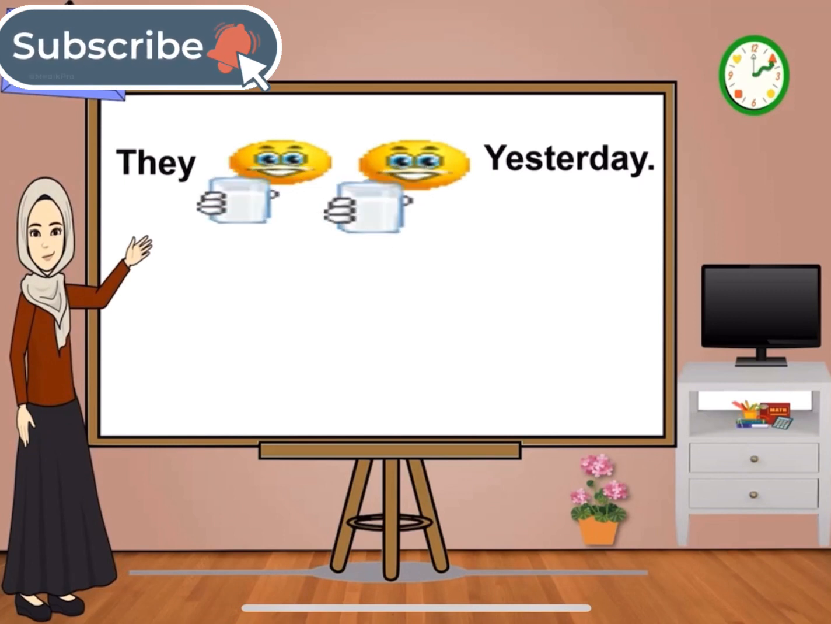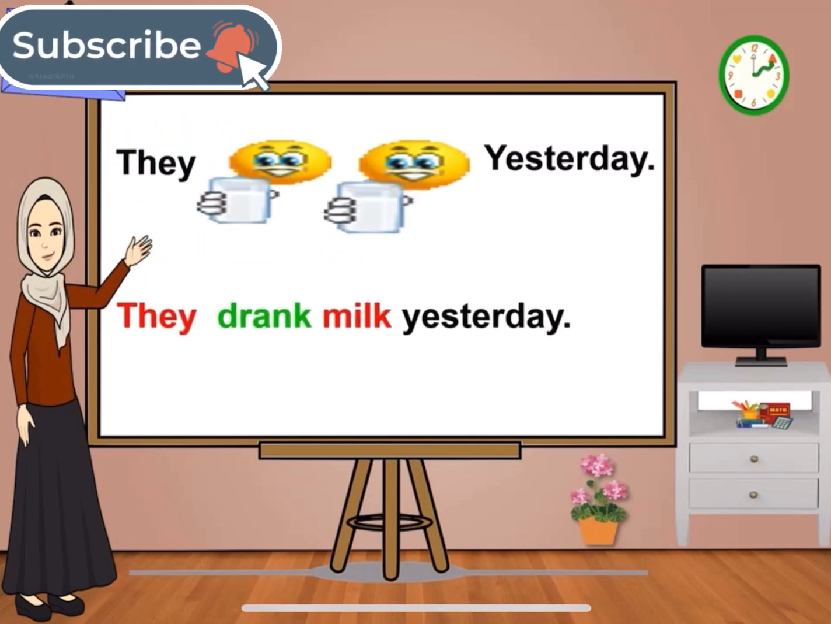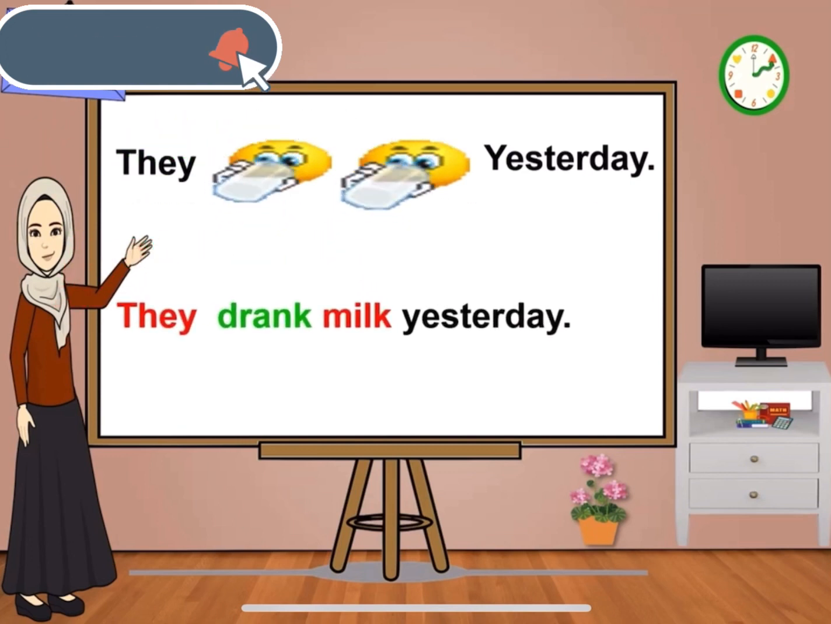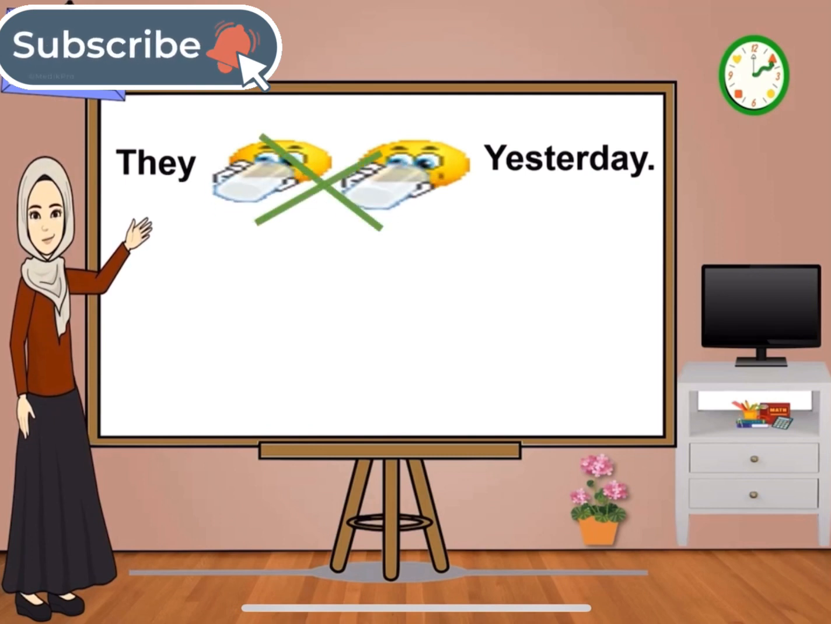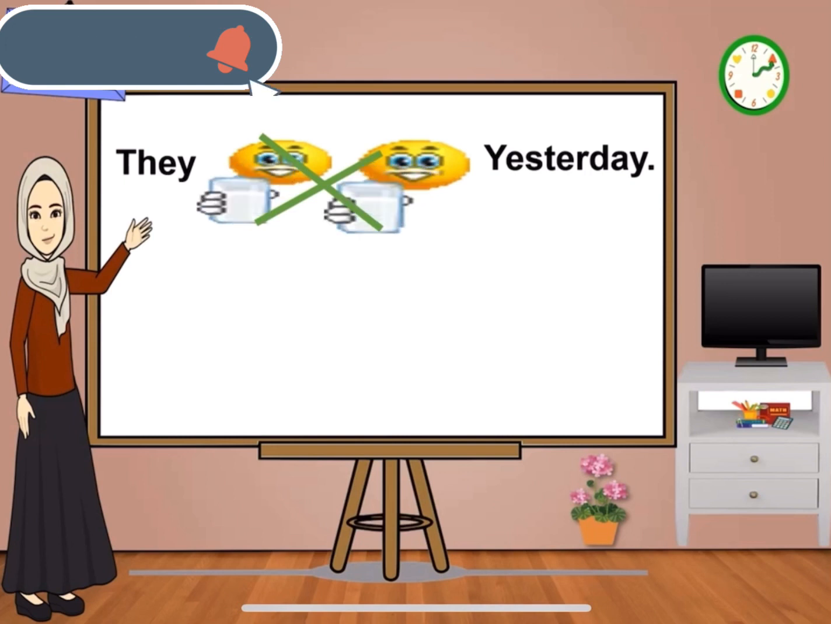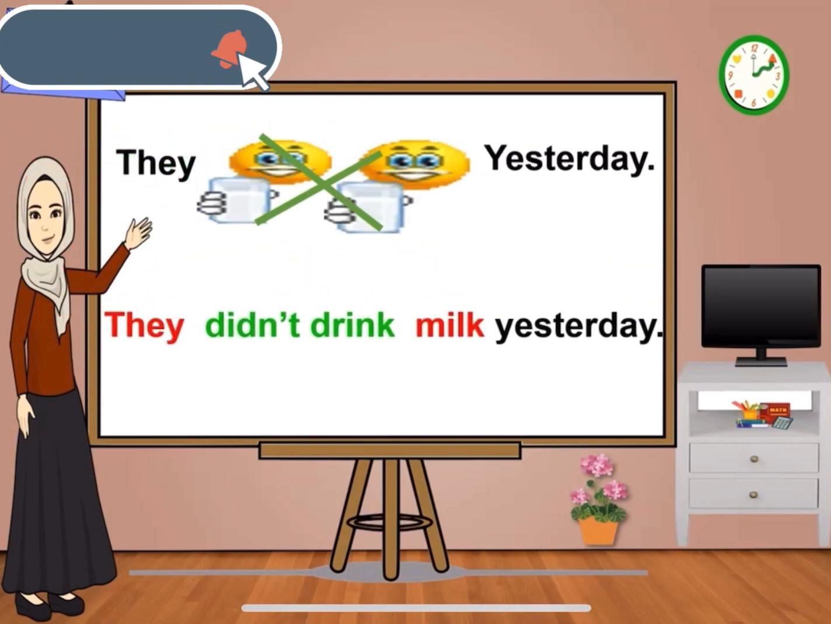Now, what did they do yesterday? Excellent. They drank milk. They drank milk yesterday. If we want to change our sentence into the negative, it will be like the following. They didn't drink milk yesterday. Didn't drink.